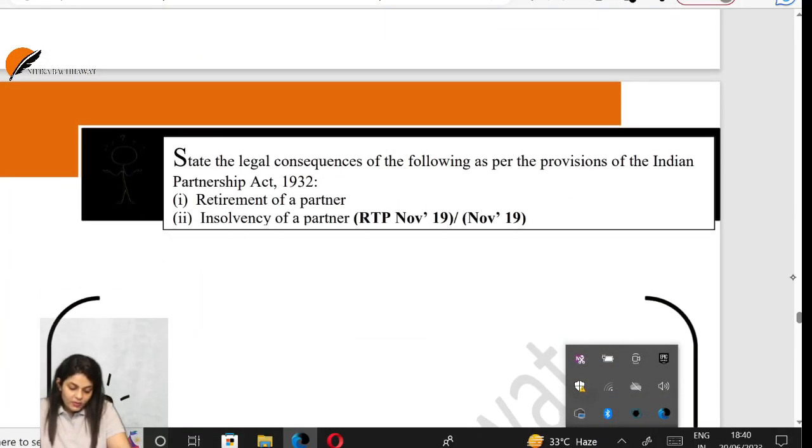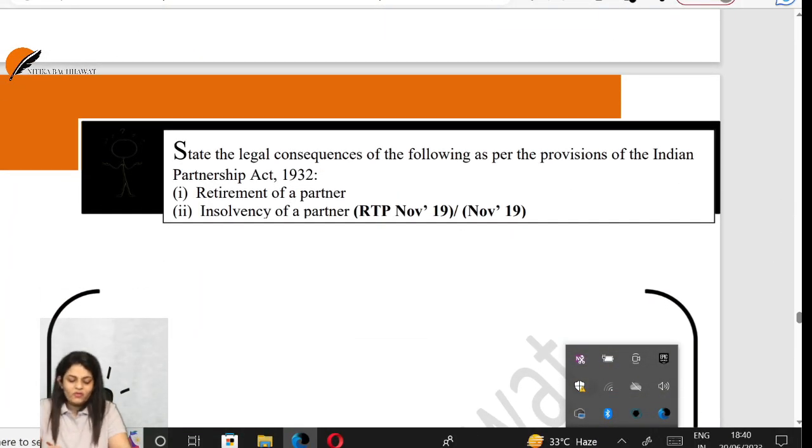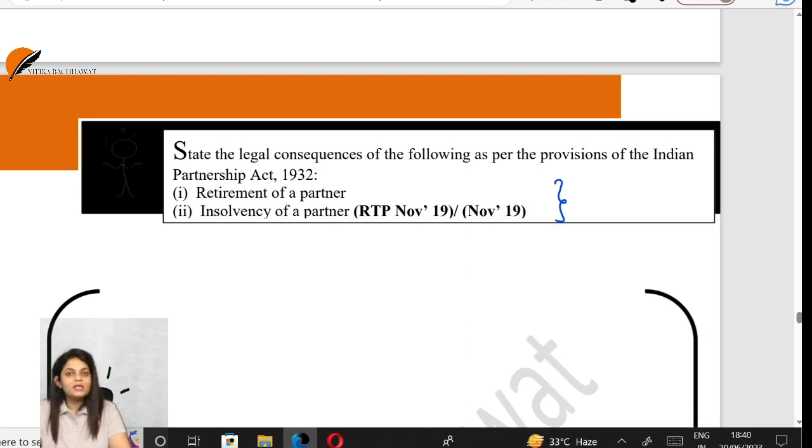State the legal consequences of the following. We have already covered this. Insolvency: when a partner becomes insolvent, he ceases to be a partner of the firm from the day he was adjudicated to be an insolvent by the court. When he is insolvent, the firm is dissolved.